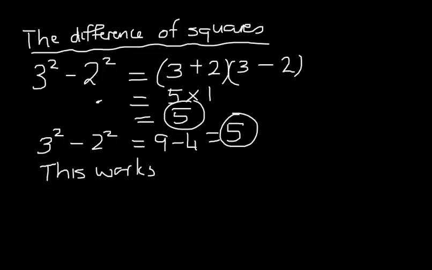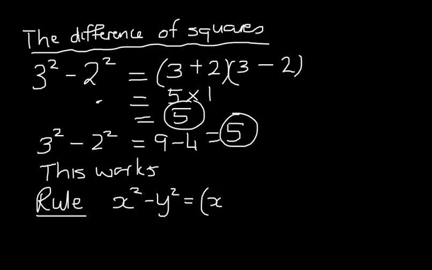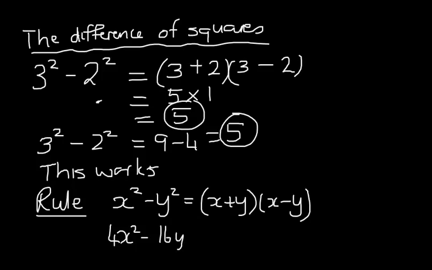So if we have to write down a rule, the rule will say when you have x squared minus y squared, your factors are going to be x plus y and x minus y. And if you have 4x squared minus 16y squared, your factors are going to be 2x plus 4y and 2x minus 4y.